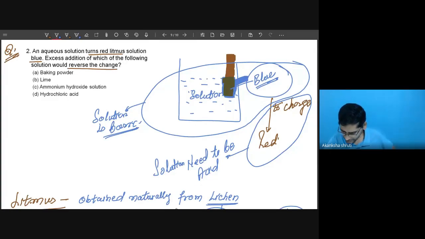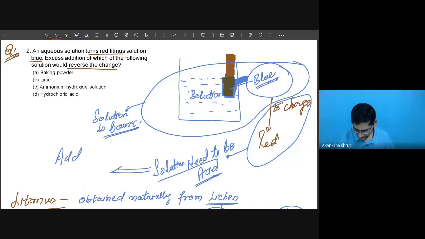Now, how can this solution be made acidic? When excess acid is added in this solution, some of it gets neutralized, and after that, the excess will remain as acid. It simply means that. Okay, student? So what to do? Add excess acid. So that we have concluded.